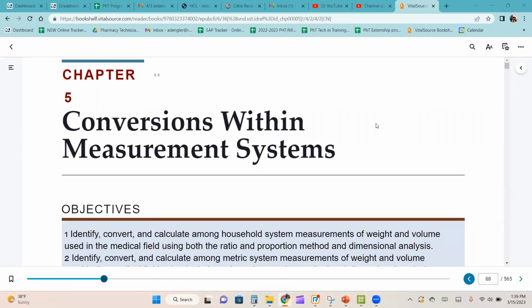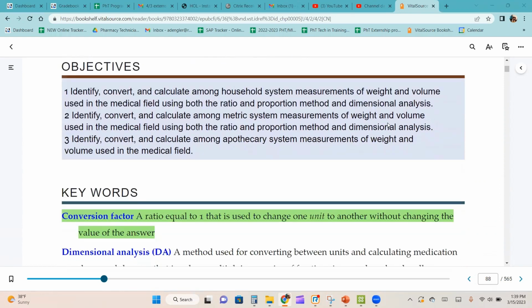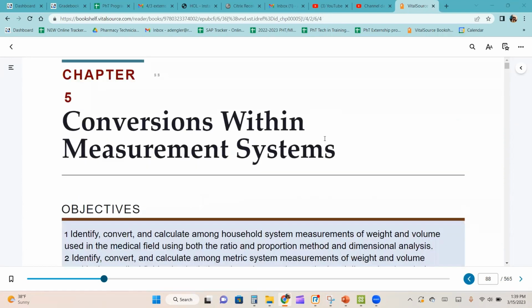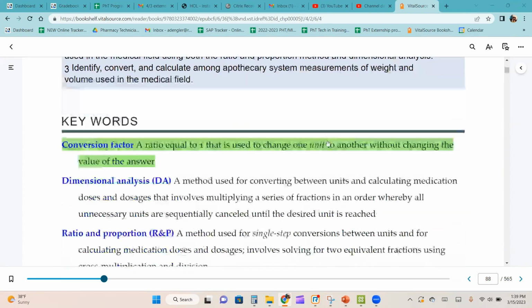Chapter 5, Conversions within Measurement Systems. So some keywords we have are conversion factor. That's going to be very important for converting. In this chapter, we're converting within the same measurement system, so converting from household to household, metric to metric, apothecary to apothecary.